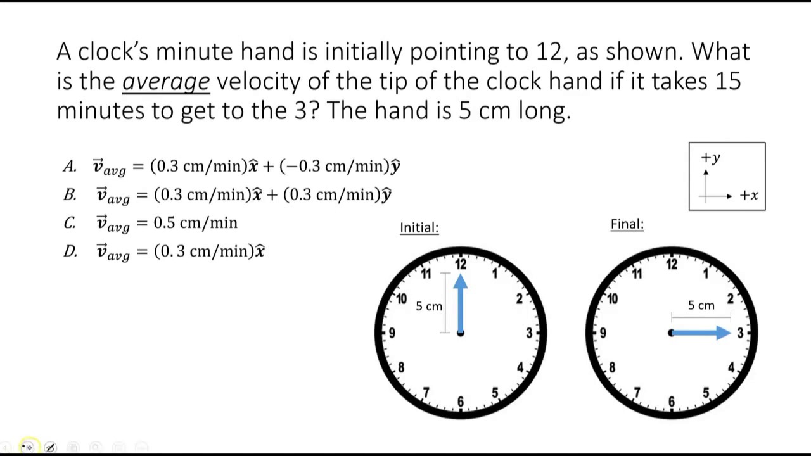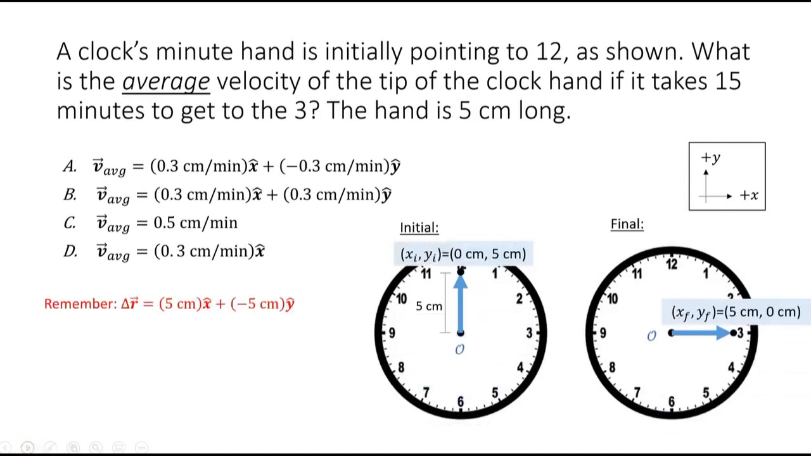Okay, so remember from our last example, we already know the displacement of the clock hand during the amount of time that the hand is moving from the 12 over to the 3, right? So we already know that the displacement over that time frame is 5 centimeters in the x hat direction and minus 5 centimeters in the y hat direction. And so then all we need to do to find the average velocity over that time frame is to divide by the amount of time that it takes for the hand to move.